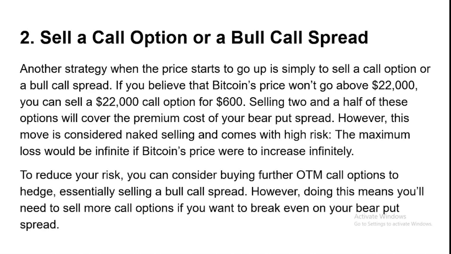Sell a call option or bear call spread. Another strategy when the price starts to go up is simply to sell a call option or bear call spread. If you believe that Bitcoin's price won't go above 22,000, you can sell a 22,000 call option for $600. Selling 2.5 of these options will cover the premium cost of your bear put spread. However, this move is considered naked selling and comes with high risk. The maximum loss will be infinite if Bitcoin's price were to increase infinitely.